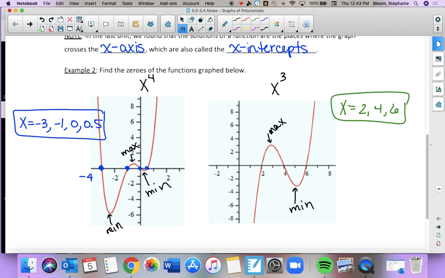Wiley. Okay, so sometimes you're going to have some highs and some lows that are very different. Tell me something else, and I want you to look more at the ends of the graph. Bailey.